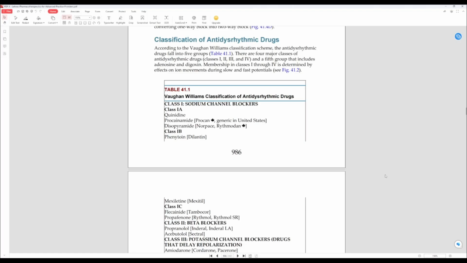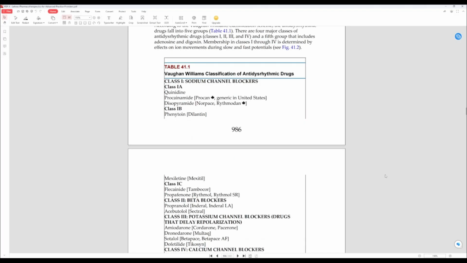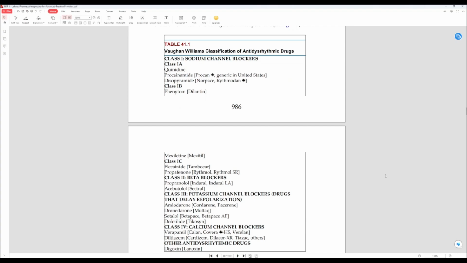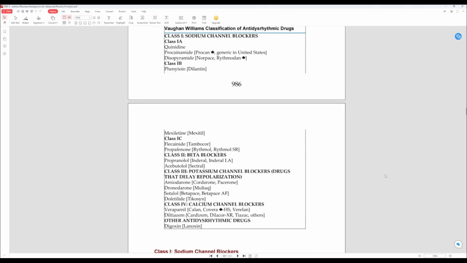Membership in the classes of 1 through 4 are determined by the effects of ion movement during slow and fast potentials. So here is an excellent spot to hit pause so you can see the different types of class medications, whether it's class 1 through 4. And I'm pretty sure we'll be discussing each and every single one of these.